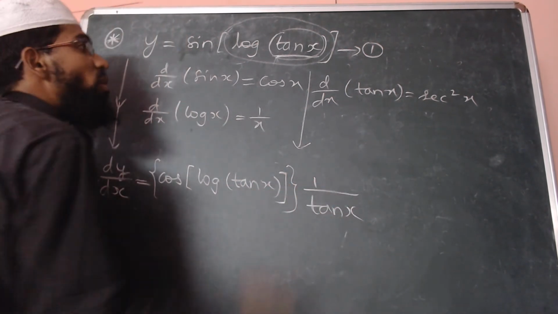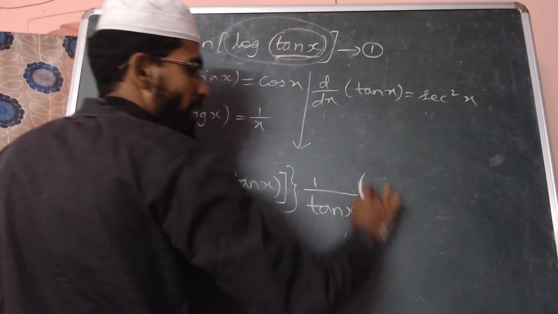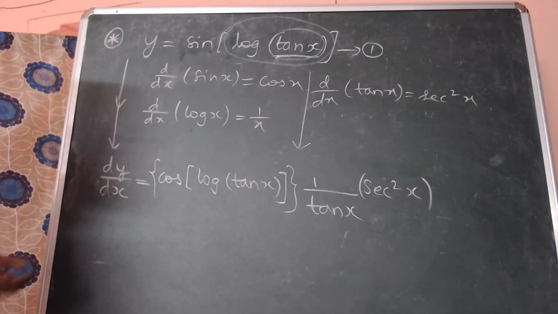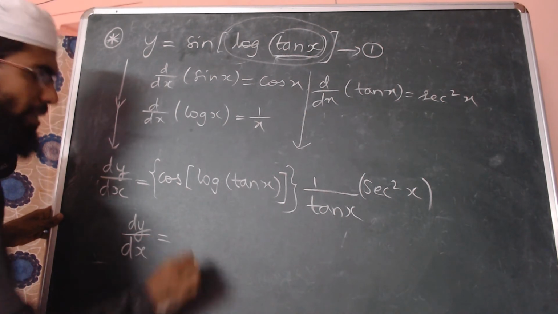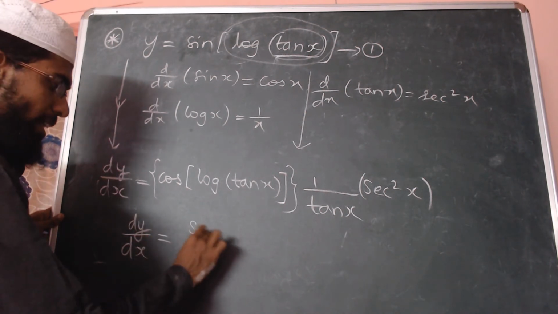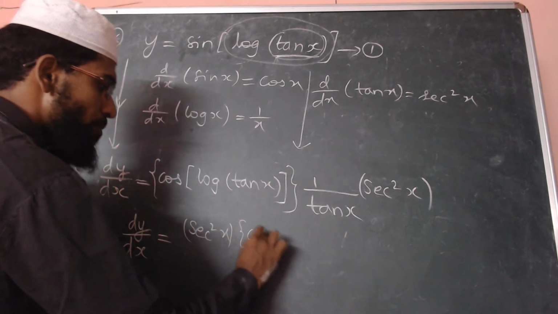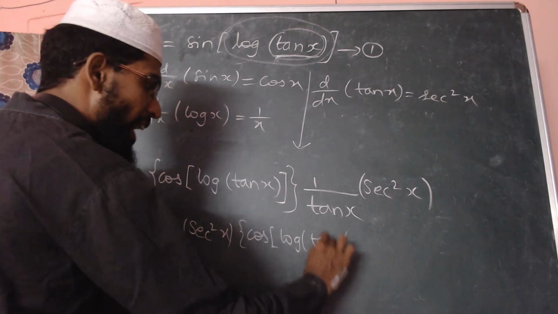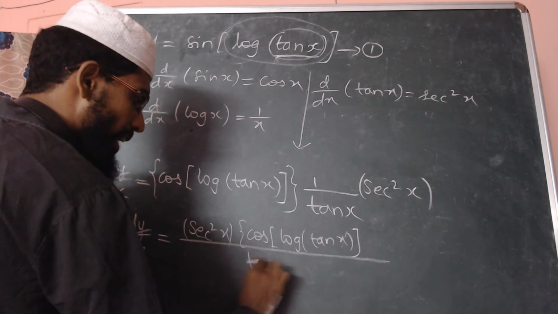After log I have tan. Now come to tan. What is the derivative of tan x? I know it is secant square x, so we'll write secant square x. We put it together and I can write dy by dx equal to secant square x into cos of log of tan x, divided by tan x.